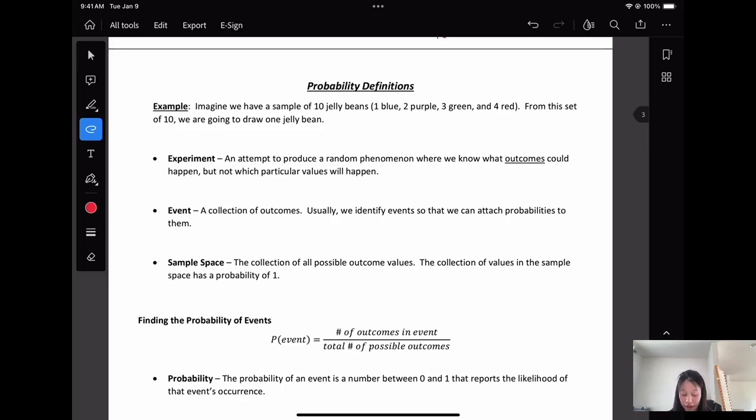An event is a collection of outcomes. Usually we will identify the event so that we can attach probability to it. The sample space is the collection of all possible outcome values. The collection of values in the sample space has a probability of 1. So finding the probability of an event is the number of outcomes in the event out of the total number of possible outcomes.